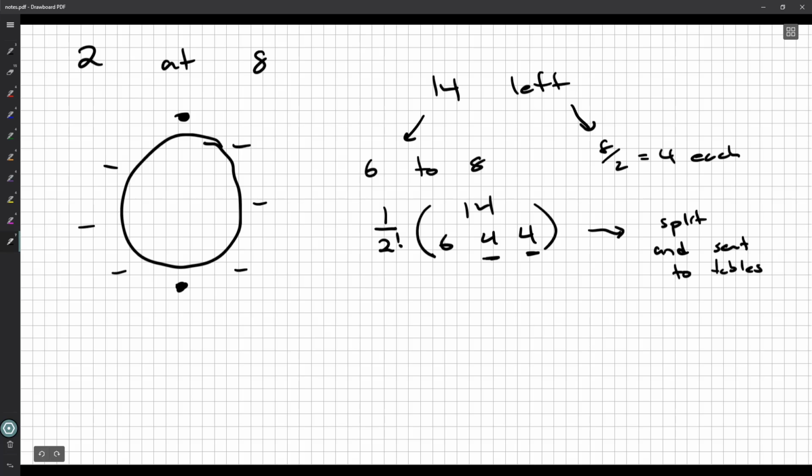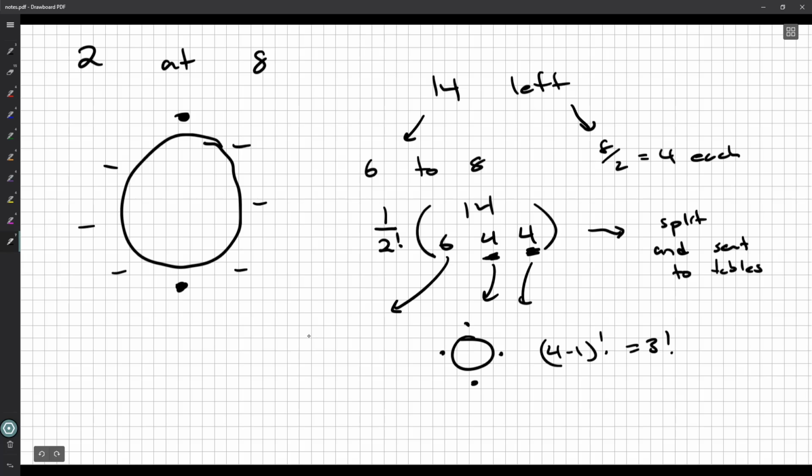Okay, but we haven't actually sat them down. Now for the groups of 4, it's very easy to sit them around a table. Okay, we know circular permutations, 4 minus 1 factorial. So 3 factorial is our answer. And we've got to seat everybody around these tables.